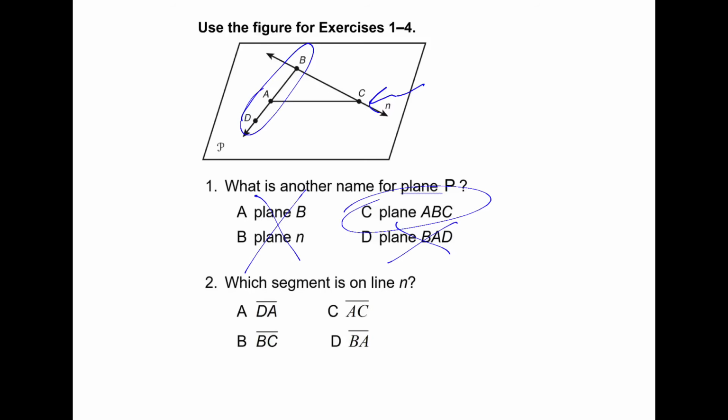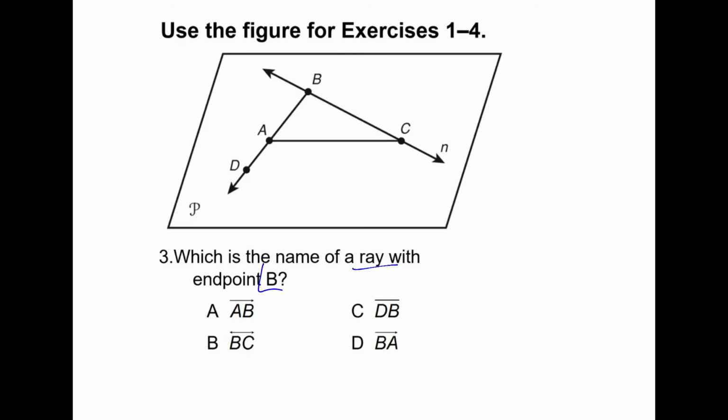What segment is on line N? So they're talking about this line here, and the only 2 points that are labeled are B and C. So we're going to choose this one. If we're looking at a ray with endpoint B, that means we actually start at B and we head either in this direction or in that direction. And this is the only answer that's correct because this is not a ray. Notice that there's 2 arrows there. And these have B as the direction that we're heading. But they said the endpoint is B, so we have to start with B.